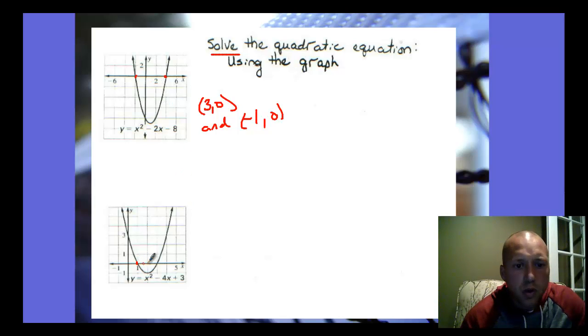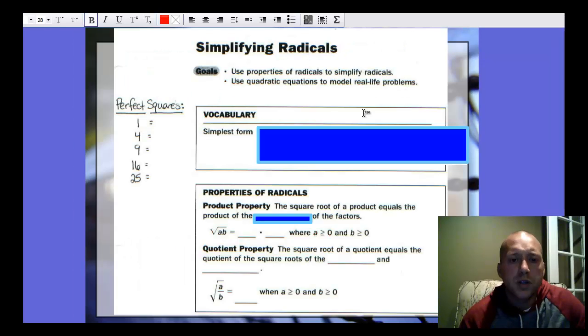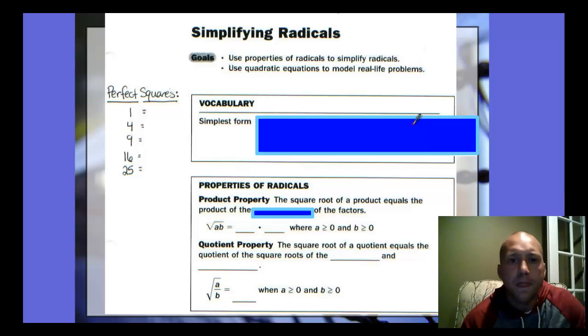Similarly here we have the point 1 and the point 3. Those are the x values. So you can say x equals 1 and 3 are the solutions. So you can write them as points, or we can just list them as the x values. So let's look at simplifying square roots before we actually start solving with them.